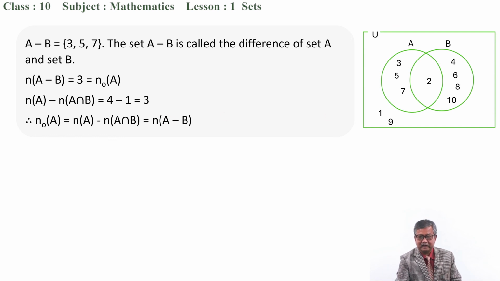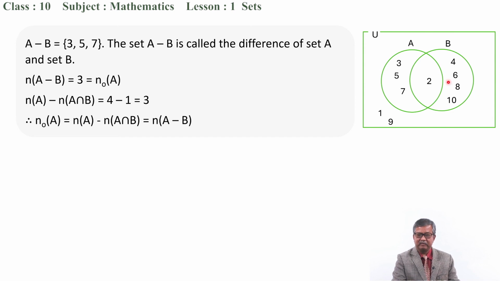Similarly, you can say that here B minus A. So B minus A means what? From the set B, we subtract the common element of set A. Here we subtract the 2, then what is left? 4, 6, 8, 10. So B minus A means {4, 6, 8, 10}. This is called the difference of sets B and A, and it is denoted by B minus A.